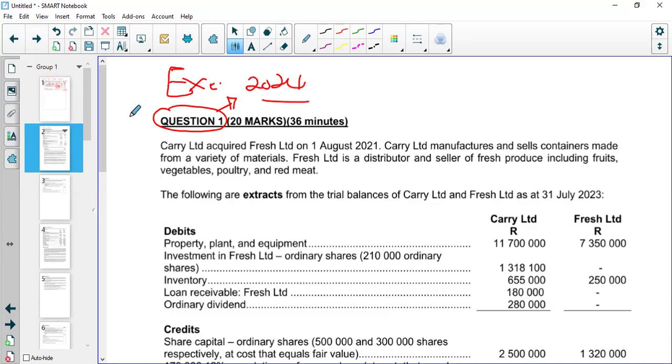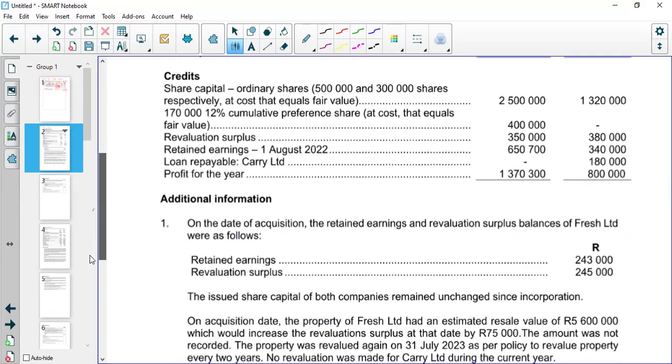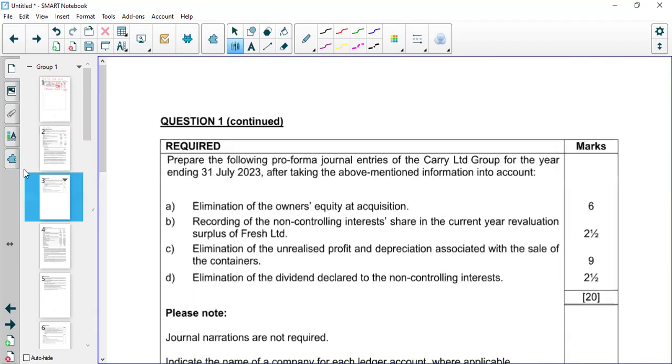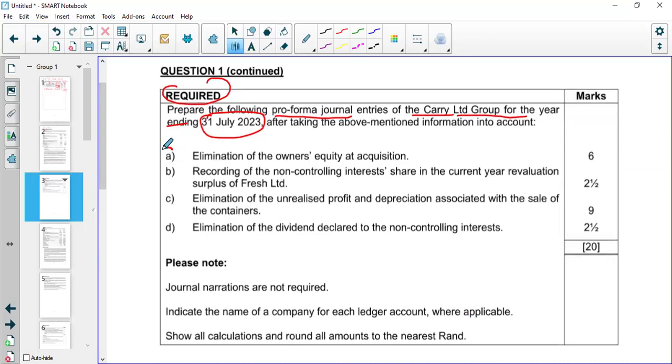So today we're going to start with question 1, and we're going to be doing the journal entries. They're required for question 1. This is for the year ended 31 July 2023. The required says, prepare the following pro forma journal entries of the Carey Limited Group for this particular year. So what do we need to do? We need to eliminate the owner's equity at acquisition. Now, this has to do with the investment in ordinary shares.